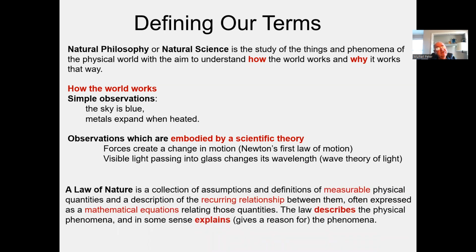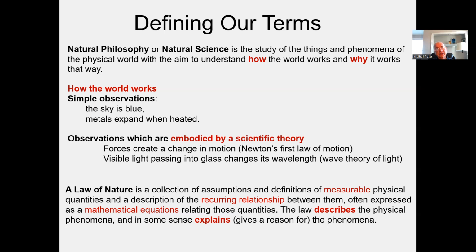And before we get to scientific theory, let me define one more term, which is a law of nature. I'm going to use that phrase to mean a collection of assumptions and definitions of measurable physical quantities, and a description of the recurring relationship between them. These relationships are often expressed as a mathematical equation relating those quantities. A law describes the physical phenomena, and in some sense, the law also explains, gives a reason why we experience the phenomena the way we do.